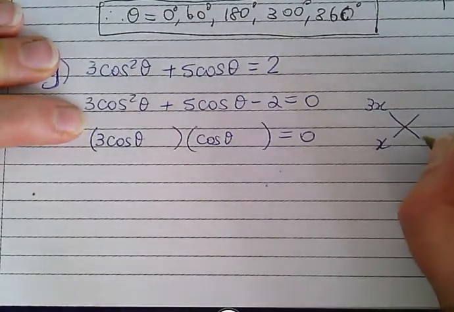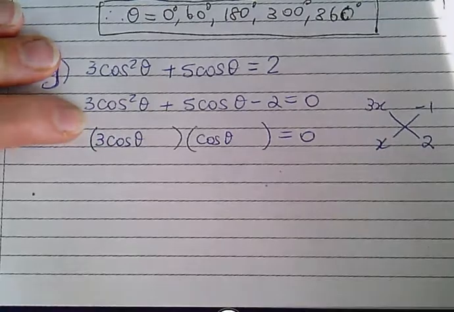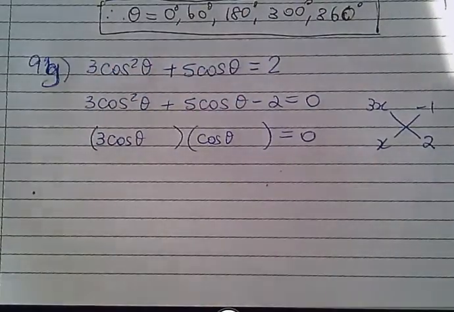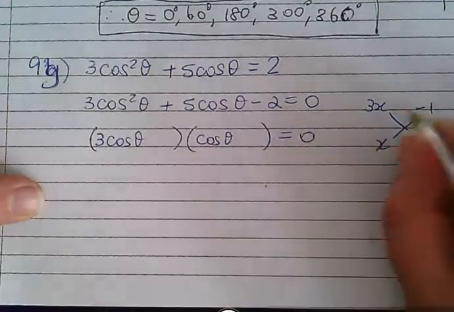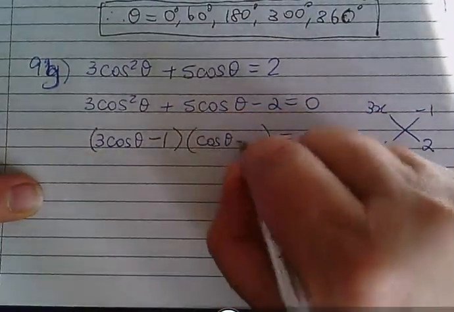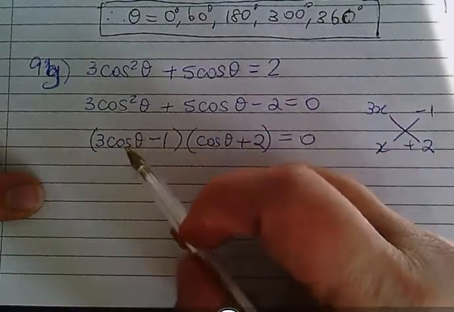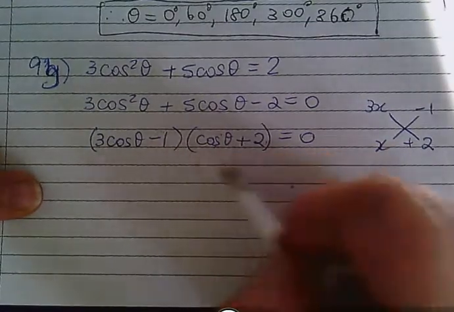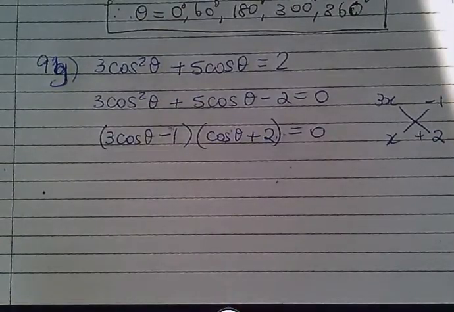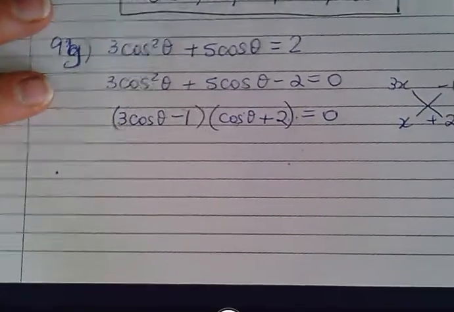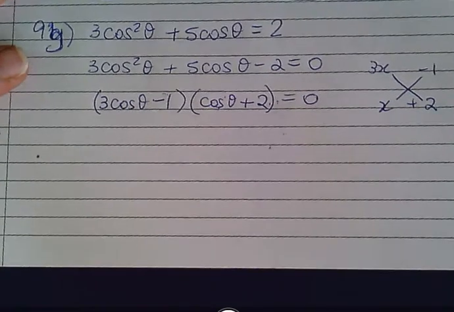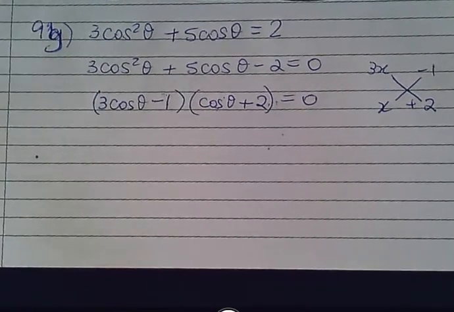I need plus 5x. Wouldn't I have positive 2, negative 1? Because this is like 3x squared plus 5x minus 2. So instead of x, I've got cos theta. So it would be 3 cos theta minus 1, cos theta plus 2. Let me just check. 3 cos squared theta plus 6 cos theta minus cos theta minus 2. All good? Now this is a question where you're not going to get an exact result. Actually, this is a question where you're going to have no solution. How are we with that? Girls, you okay with that?